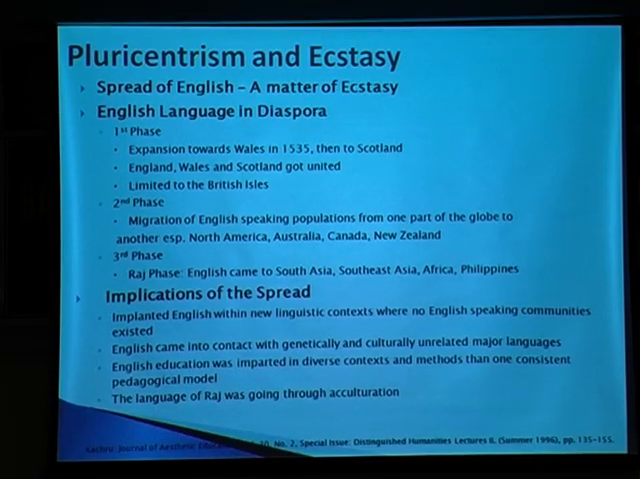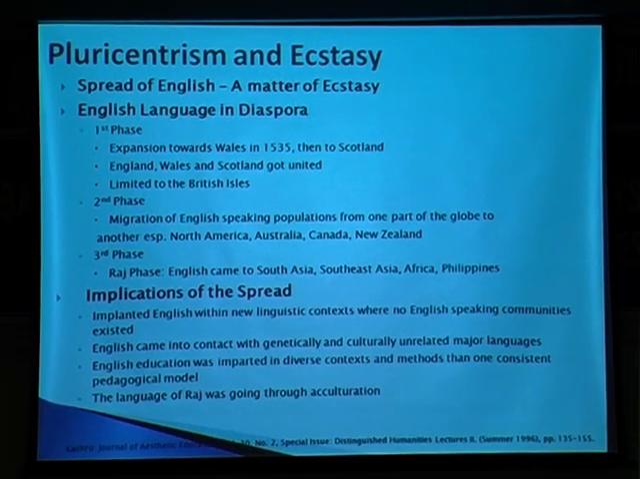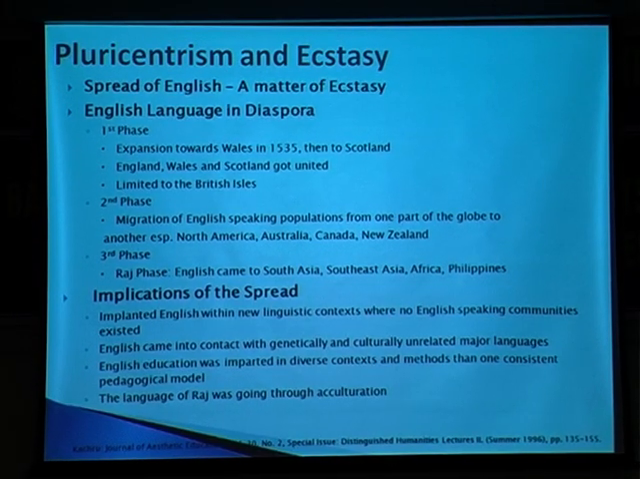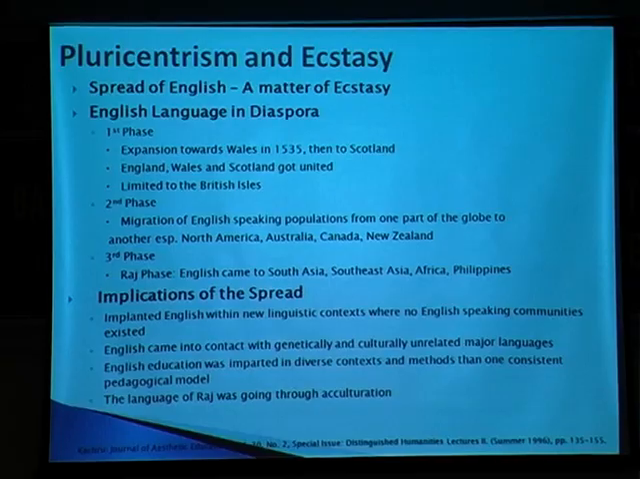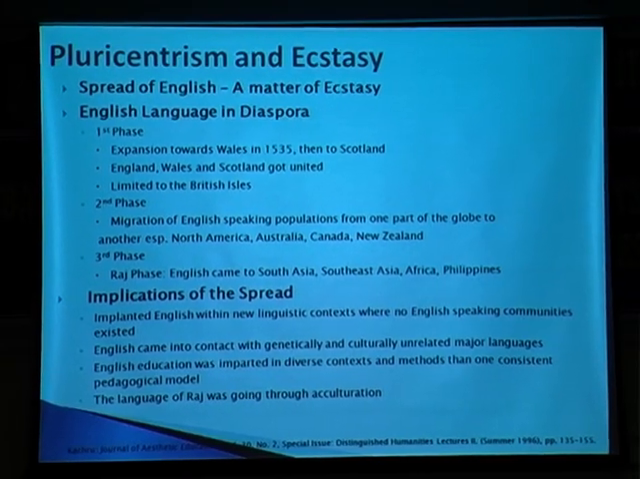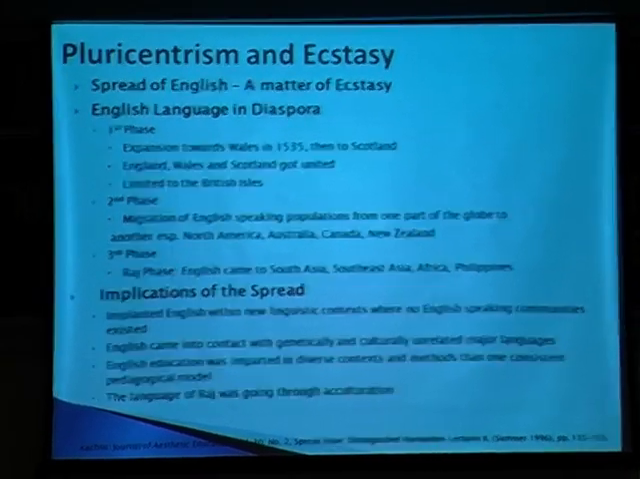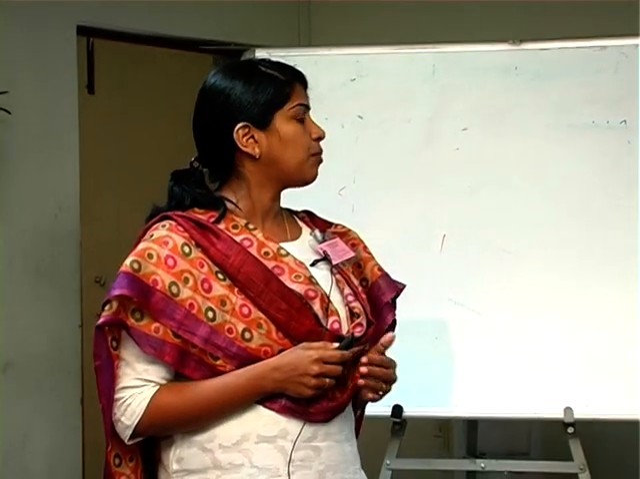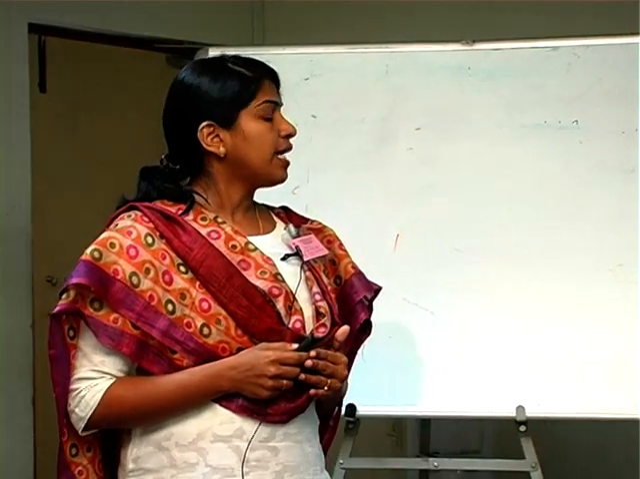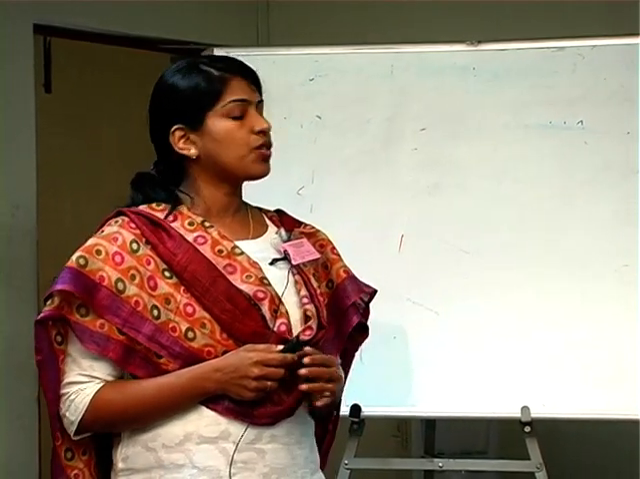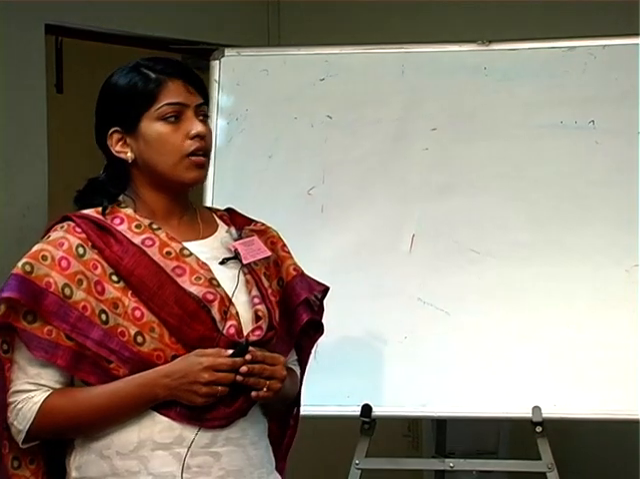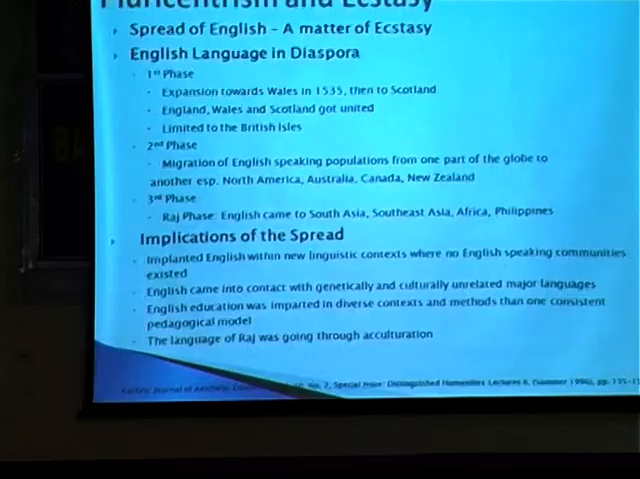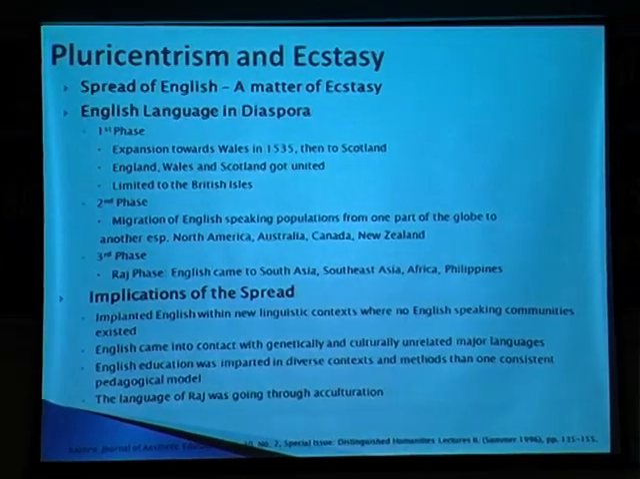So there were many reasons for this imparting of English knowledge. For example, we know about the civilizing mission, or English was said to be the language of the civilized people. Okay. And again, the language of Raj was going through acculturation. So in those countries where English was established or English became popular, the languages of those countries were going through an Englishization, and English was also going through a process of nativization.